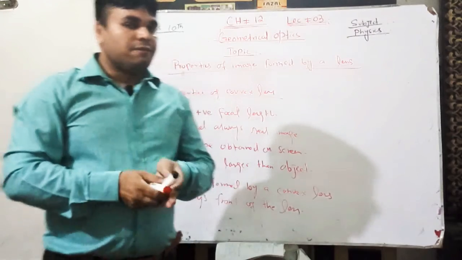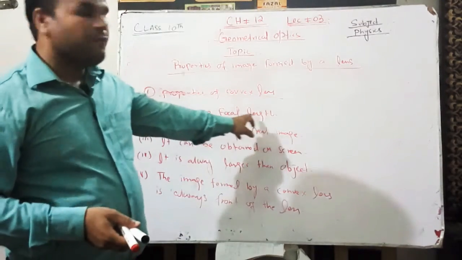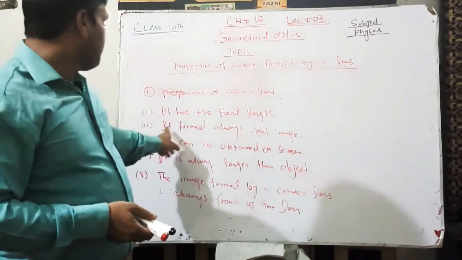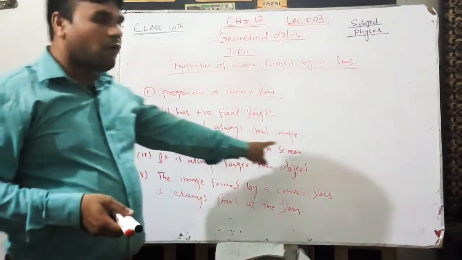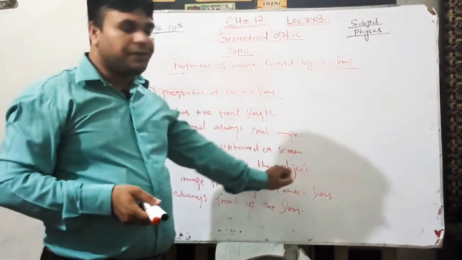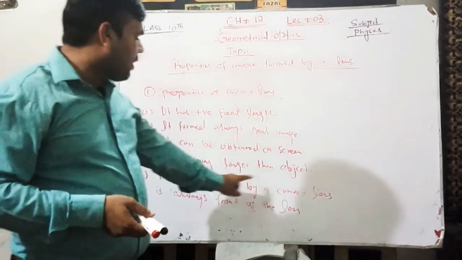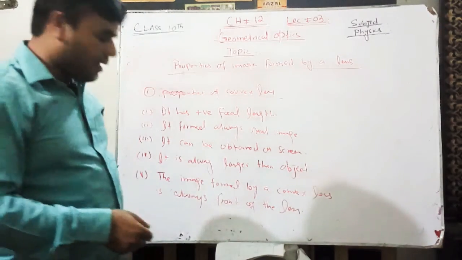Dear cadets, these are some properties of a convex lens which form the images. I repeat it. It always has a positive focal length. It always forms a real image. It can be obtained on screen. It is always larger than the object. The image formed by a convex lens is always in front of the lens.